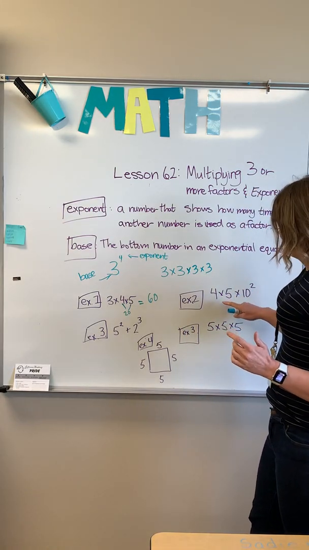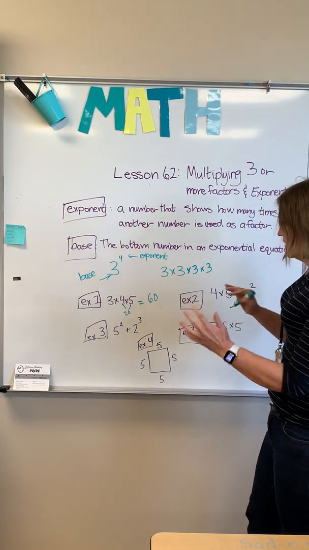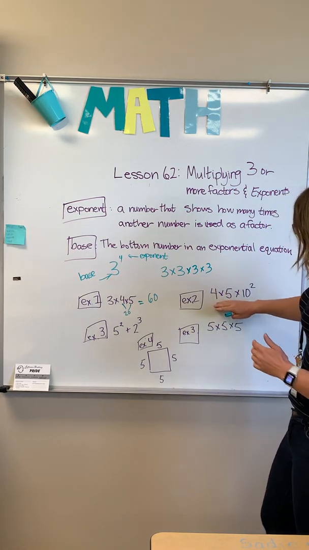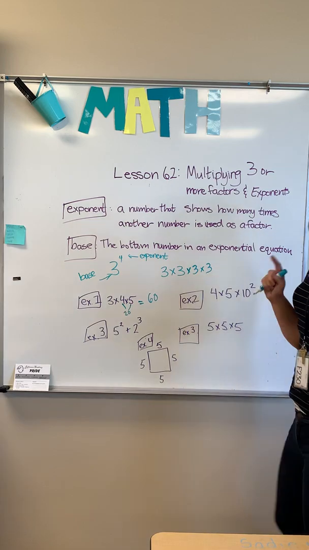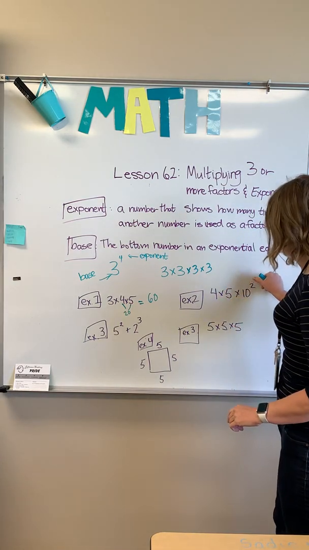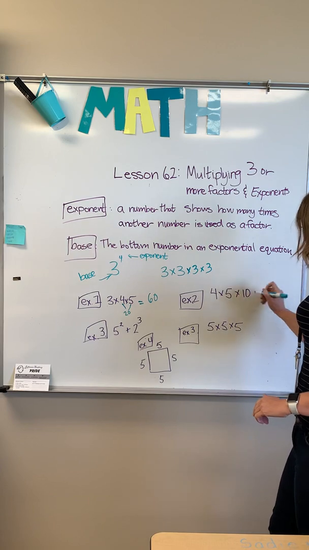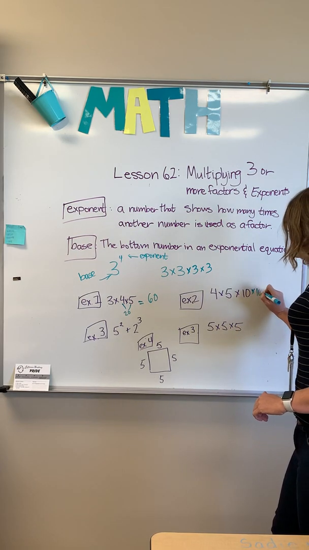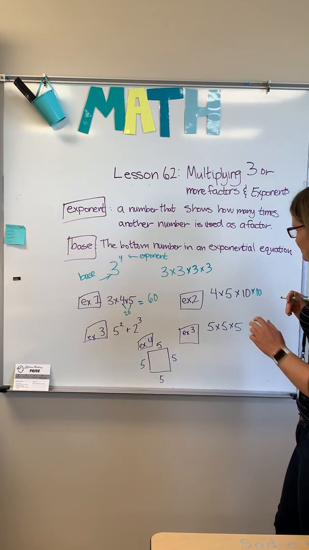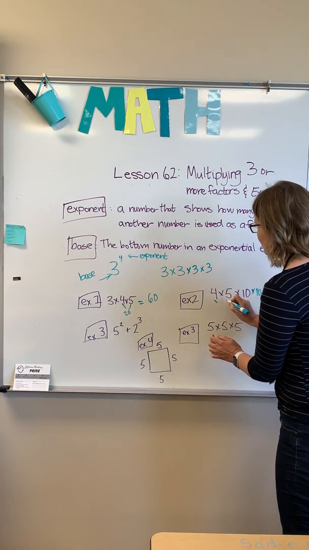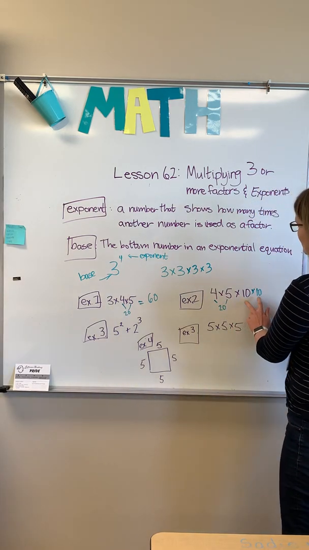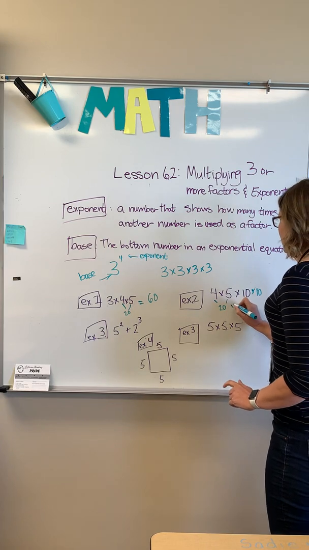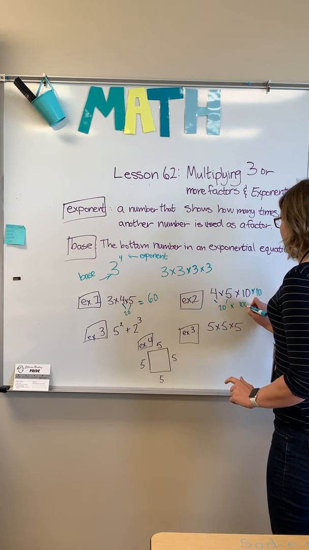Now, sorry, my board has really got lots of examples today. Our next example is 4 times 5 times 10 squared, or 10 to the 2nd power. We know that when we say 10 to the 2nd power, what we're really saying is 10 multiplied by itself. So let's chip away. Let's do 4 times 5 first. We know that that is going to be 20. And we know that 10 times 10, we're going to multiply this by, is 100.